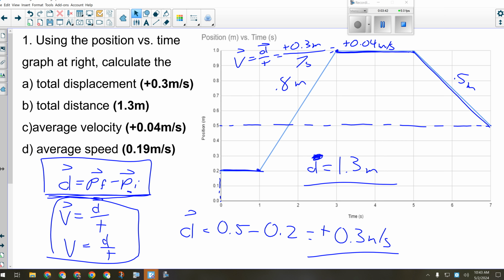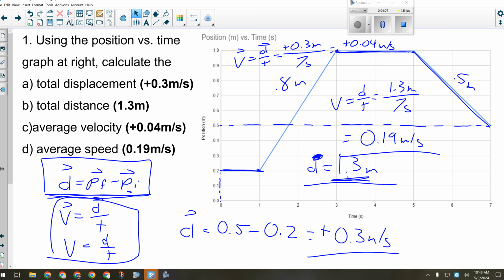Questions there? Okay. And then for the average speed, average speed is distance divided by time. As we said, I already did the legwork. I calculated the distance. It's 1.3 meters. That took the same amount of time, 7 seconds. So when I do that, I should get 0.19 meters per second as my average speed.